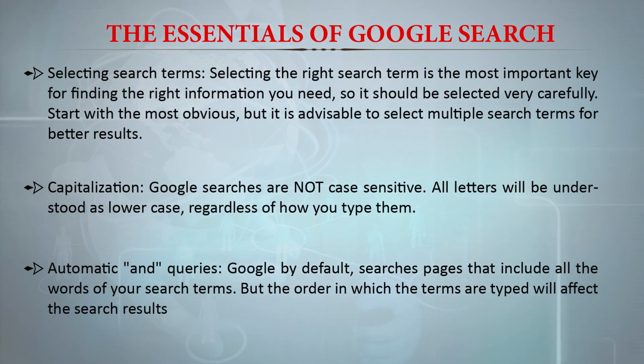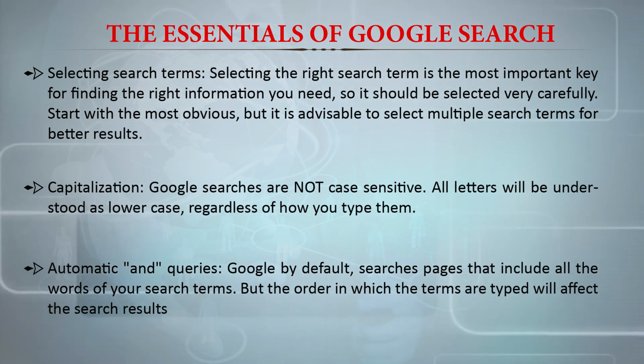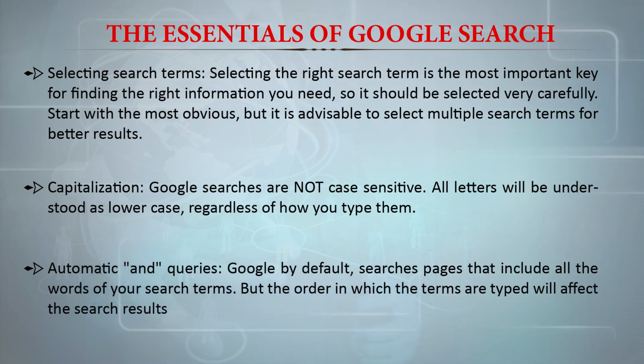Automatic and queries. Google by default searches pages that include all the words of your search terms. So, there is no need for you to put AND in between in case you are looking for everything, but the order in which the terms are typed will affect the search results.